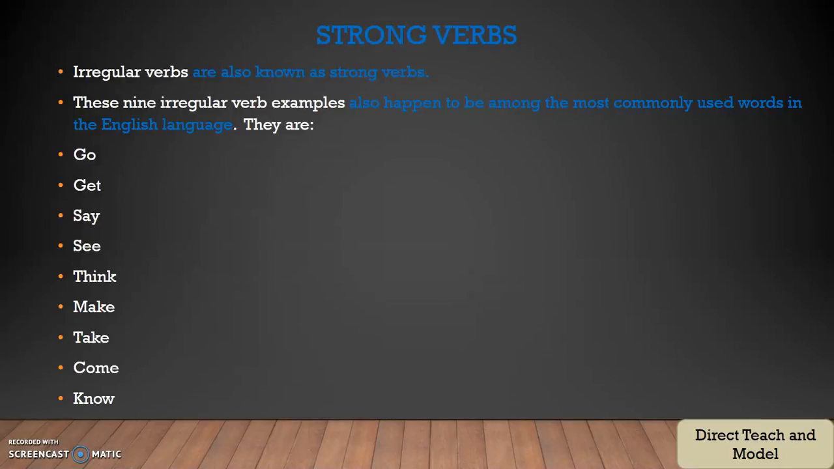Irregular verbs are also known as strong verbs. So I'm going to read the white part of the text, and I want you to read the blue parts. Starting here. Irregular verbs. Good. These nine irregular verb examples are go, get, say, see, think, make, take, come, know.